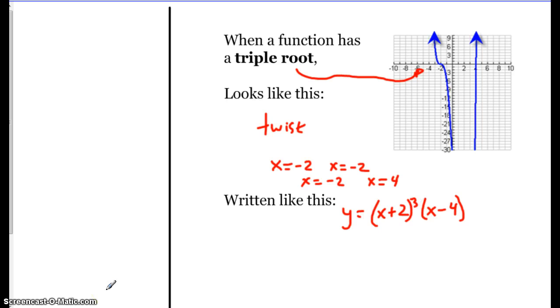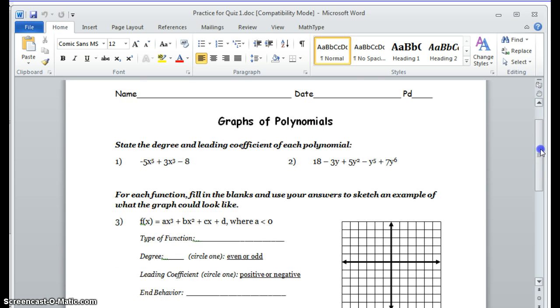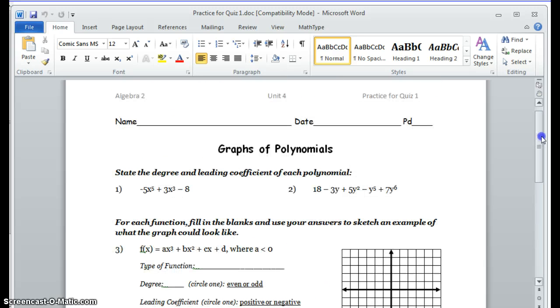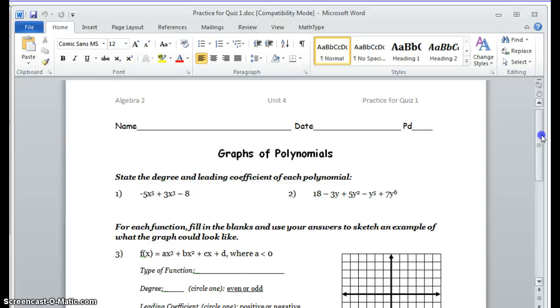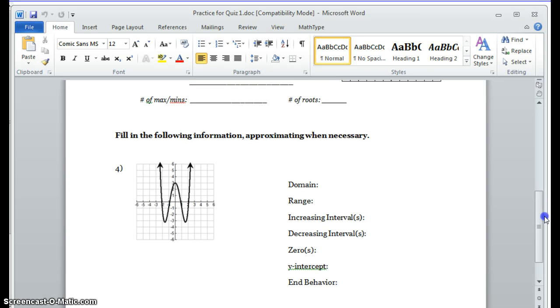Okay, one last part for your homework tonight, and that's practicing for quiz 1. Remember, our quiz is next class, and I want you to try these problems. They're very similar to the one we did in class. Go ahead and try them, and we'll check them and go over them before we have the quiz in class next class. I hope you have a great night, and I'll be here after school if you need help.